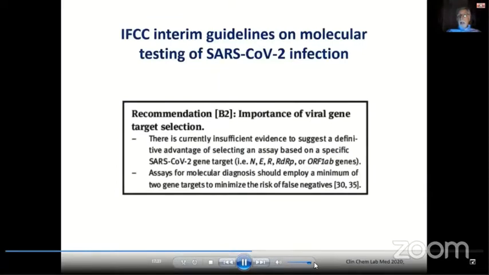There is currently insufficient evidence to suggest a definitive advantage of selecting an assay based on a specific SARS-CoV-2 gene target. Different kits may have different targets that are also different from one part of the world to the other, in some parts at least. But what is important to say is that a minimum of 2 gene targets need to be tested to minimize the risk of false negative. It's important to avoid false negatives. 3 targets are also better.